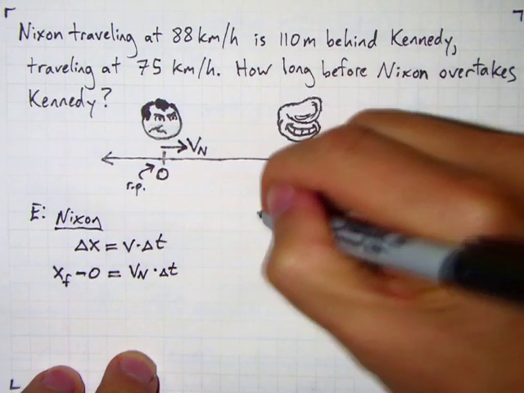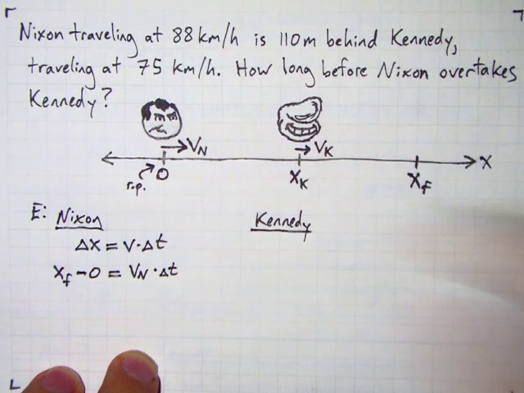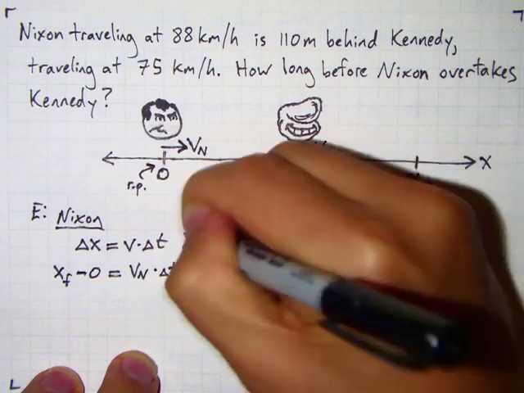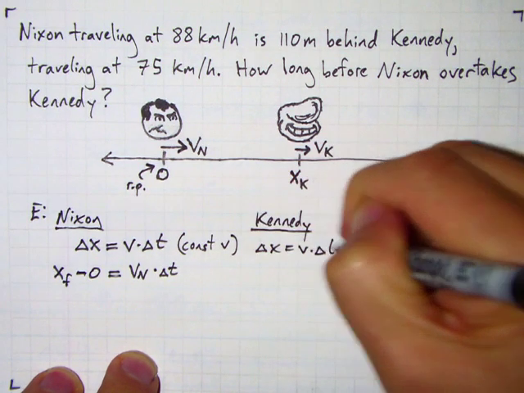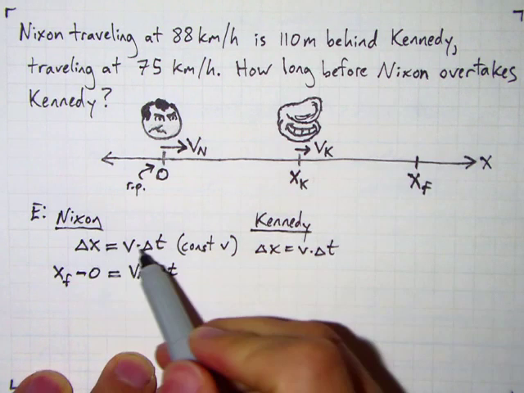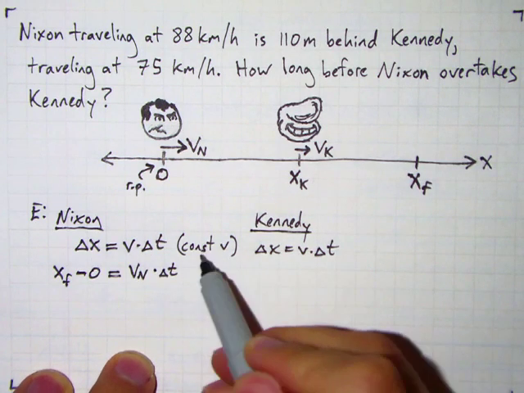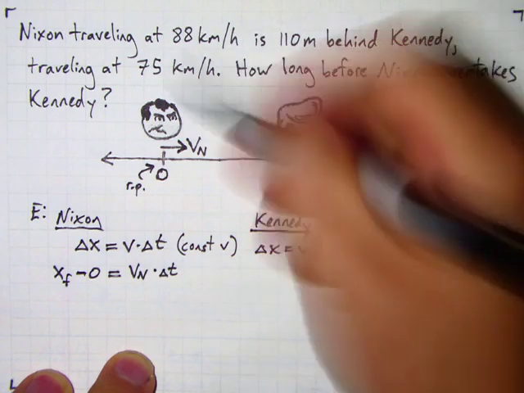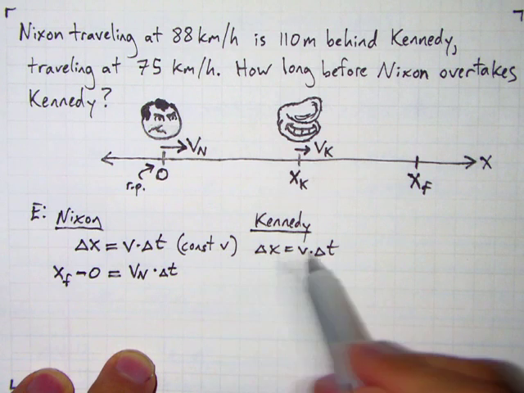All right, Kennedy's equations. For his motion, we know he's also moving at constant velocity, constant v. So delta x equals v times delta t. I expect you to write out the general equation you're going to be using and also label it, constant velocity, indicating I am using this equation because this is a constant velocity situation. I do want you to put a little label like this next to your general equation.